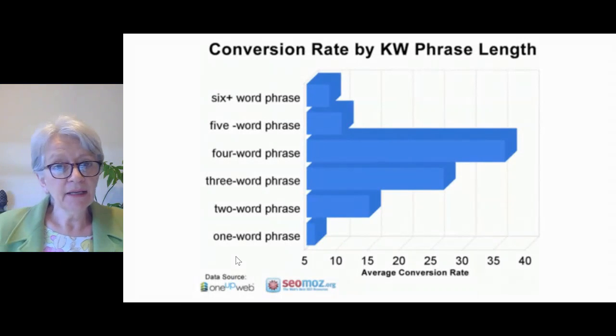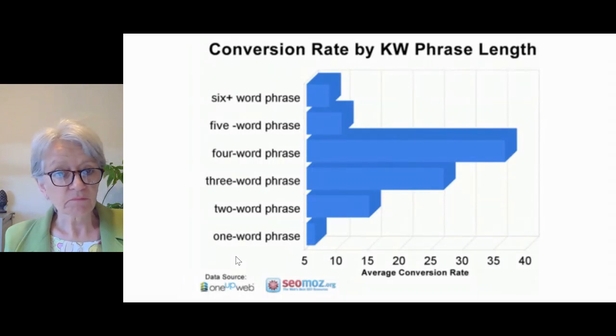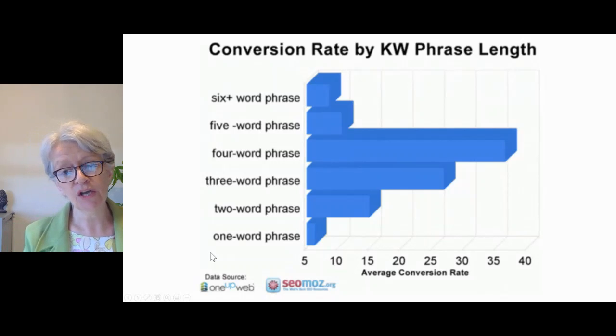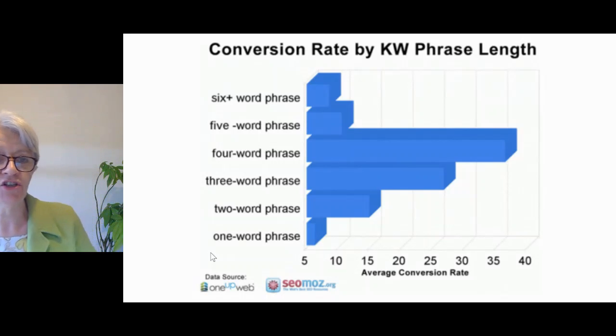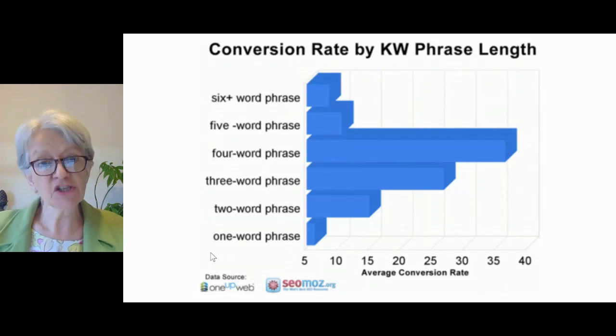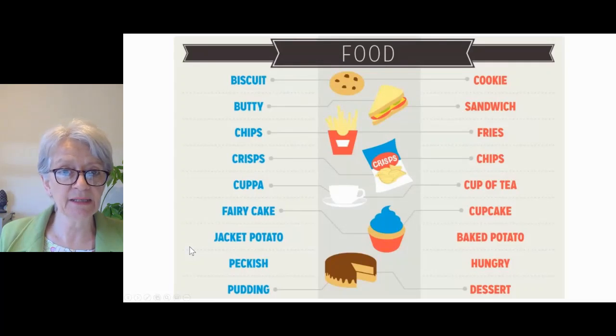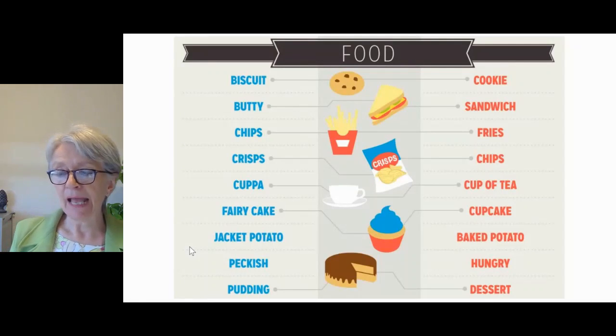Conversion rates by keyword phrase length. When I first started out in 2001, we just used to type in one words. Now it is the 3 and 4 word phrases that are the most popular. So it's actual phrases we are looking for. So we're looking to what we call mid to long tail searches that you will be also looking to optimize for on your website and in your content.